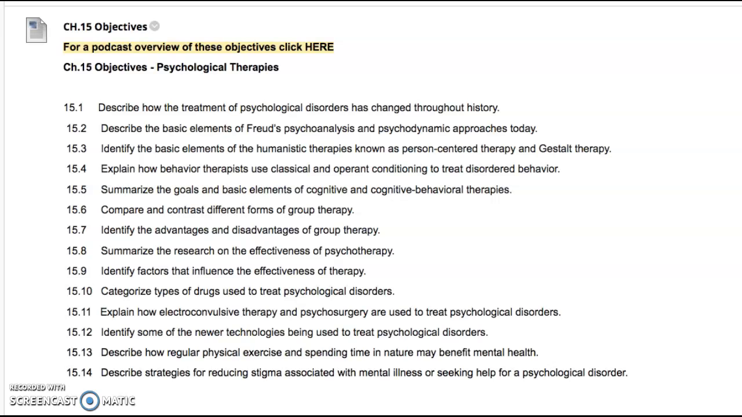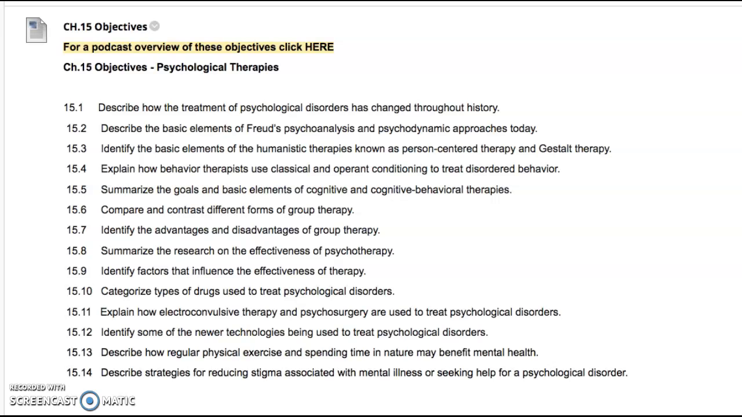and some different strategies that as a society and as a culture we can be using to reduce the stigma often associated with mental illness or associated with just seeking help for a psychological disorder. We are breaking down those walls currently. Today is much better than it used to be, but we need people to understand that having a psychological disorder is just like having a physical disorder.